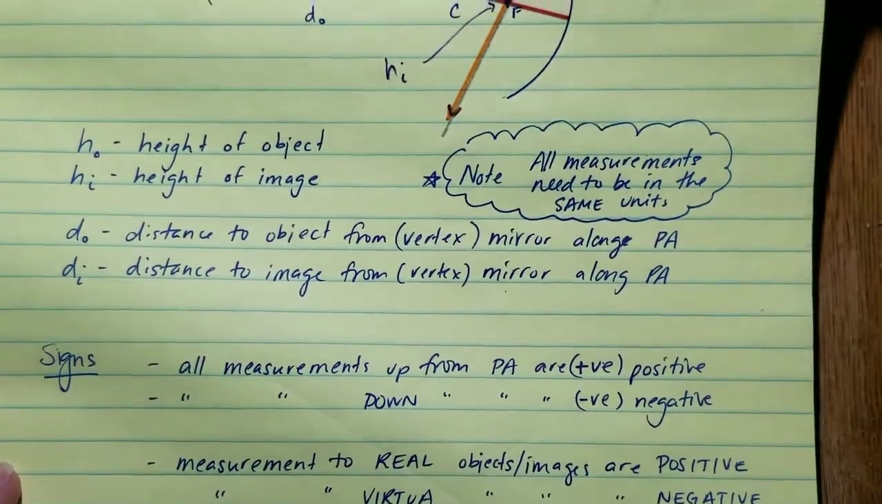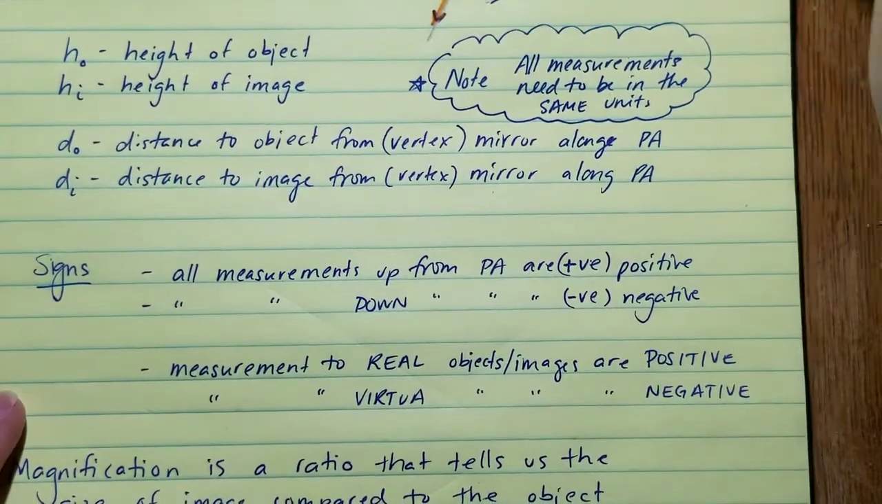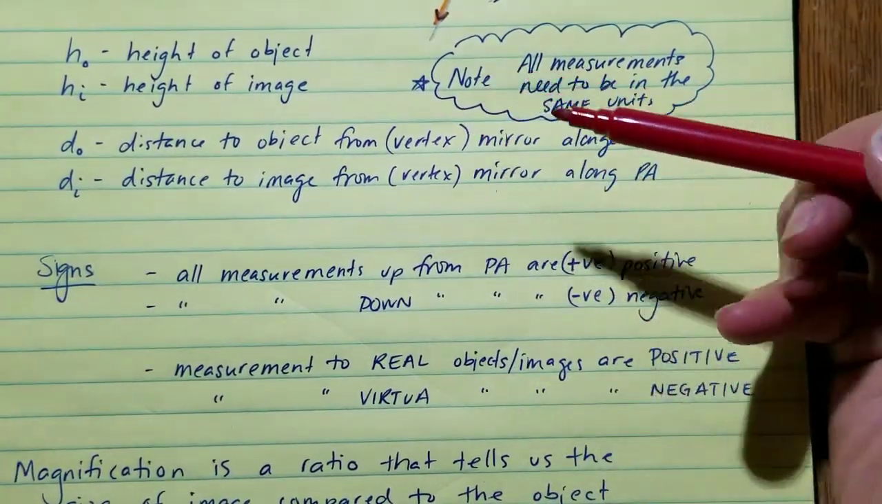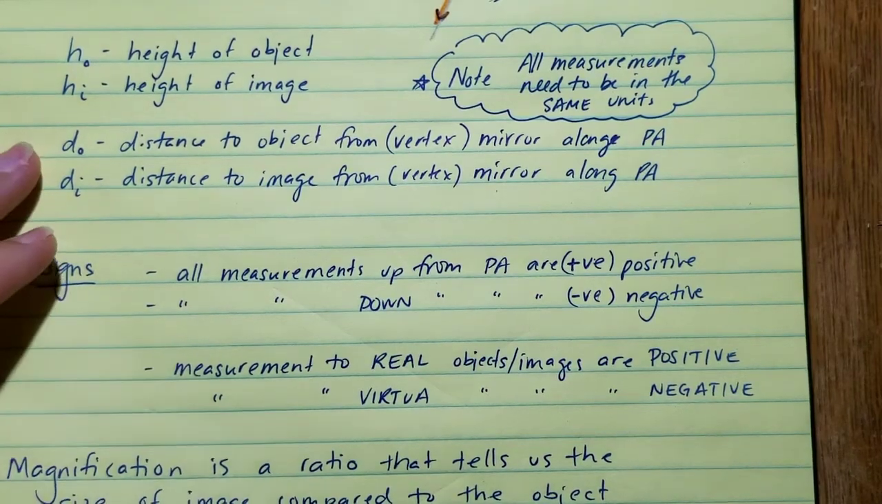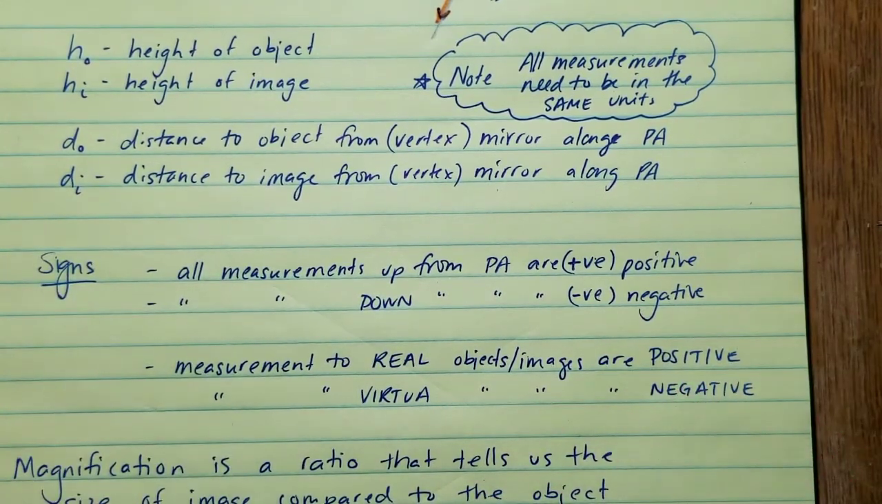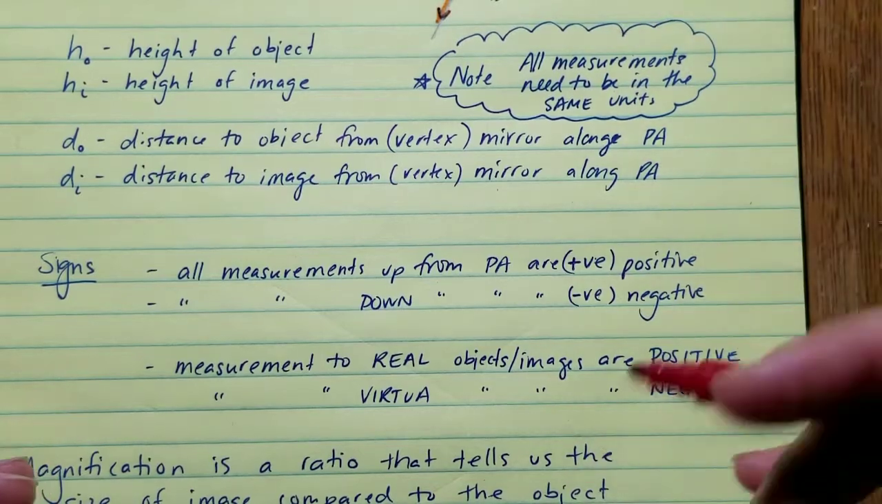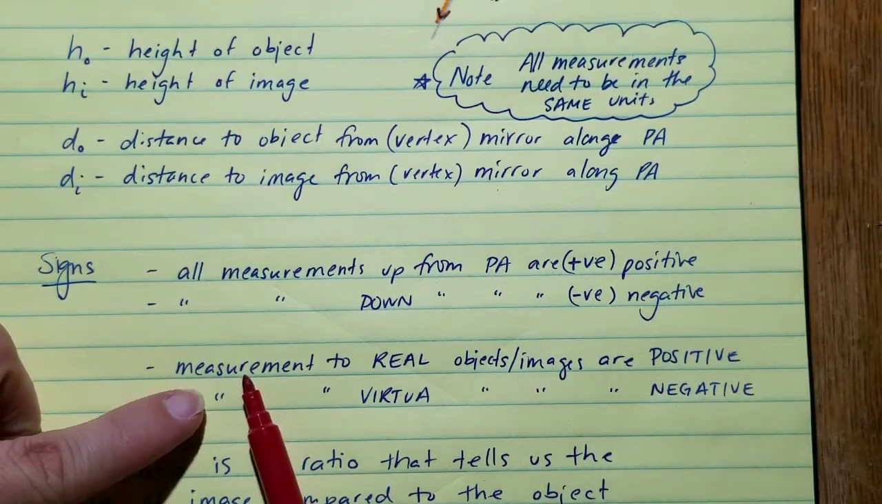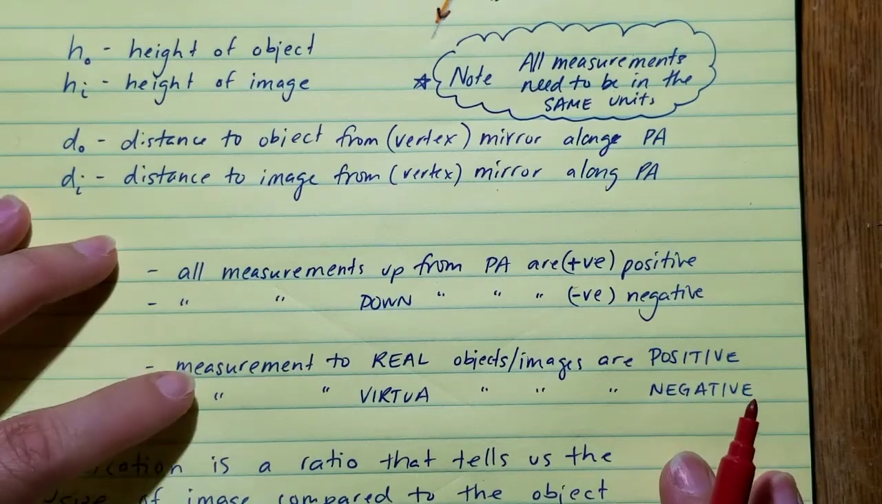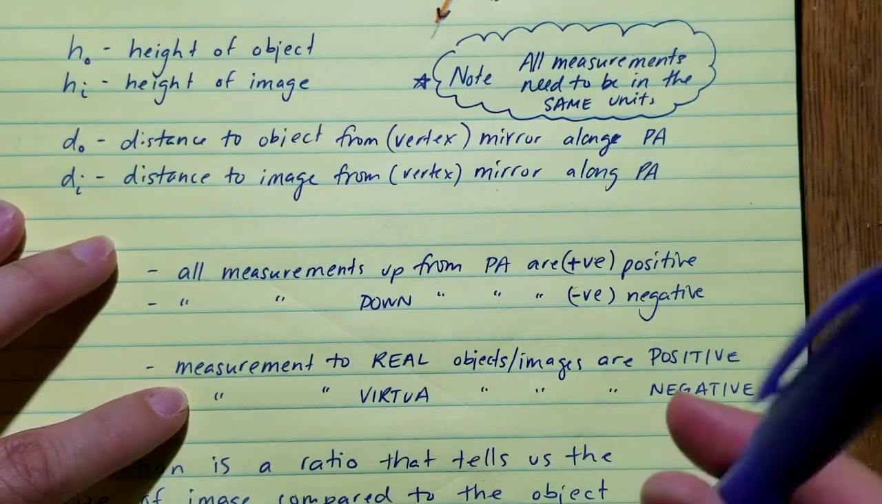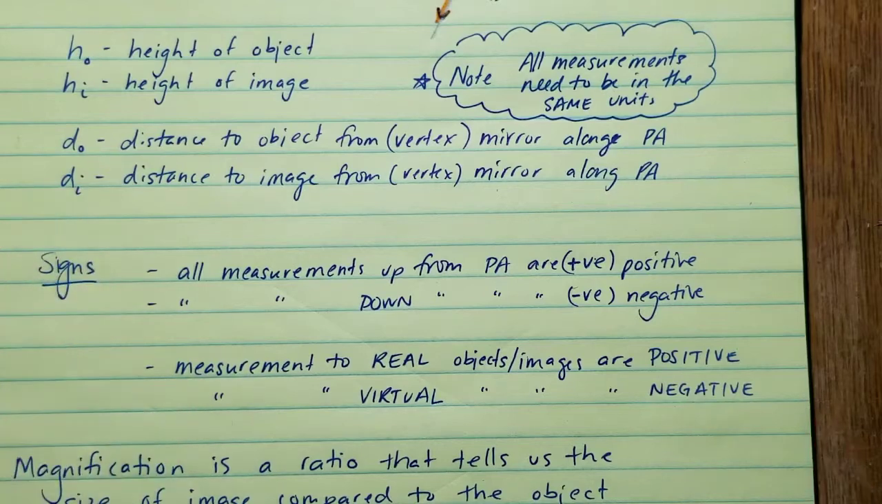And what we have is signs. So all measurements up from the principal axis are positive. All measurements down from the principal axis are negative. You can think of it again like the 0 axis, x-axis, and up is positive, down is negative. Now, this is where it gets a little bit tricky. You need to understand the difference between real and virtual.